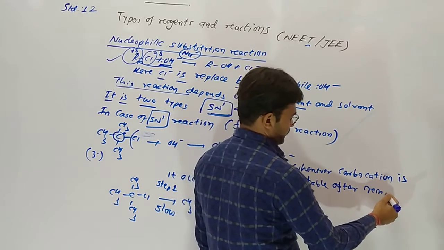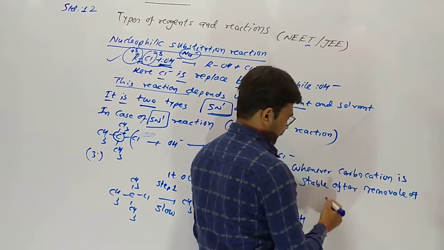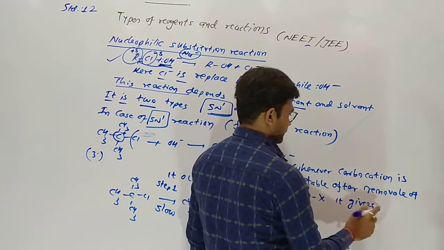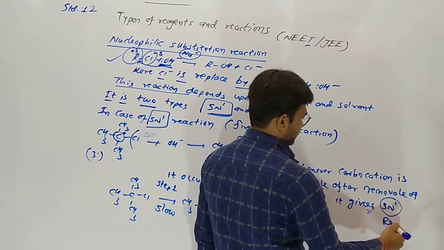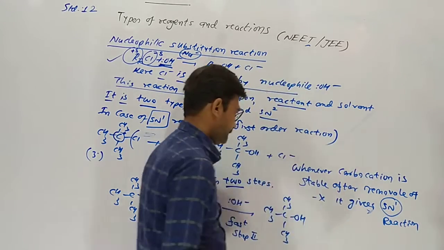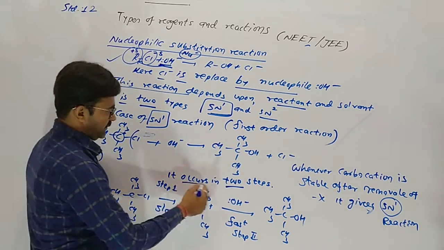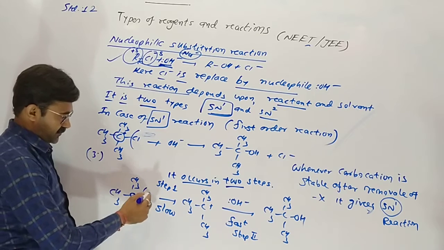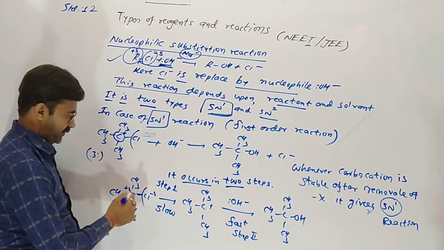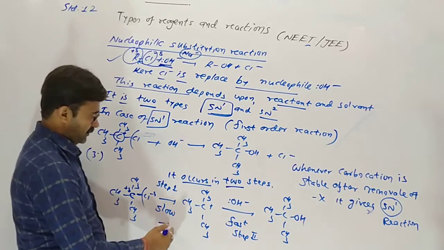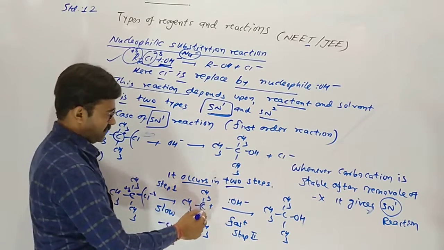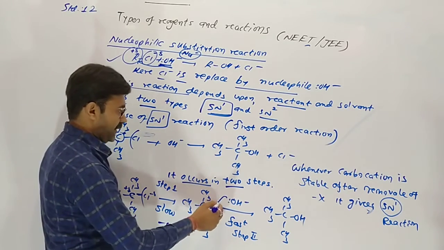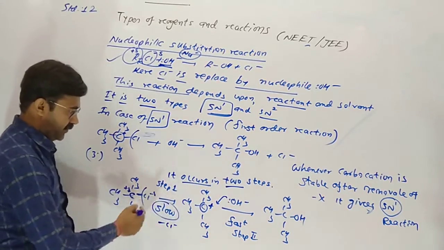after removal of halogen, it gives SN1 reaction. It occurs in two steps. In the first step, you can see the bond breaks between carbon and chlorine. After removal of chloride, it gives a tertiary carbocation, which is stable, and now the attack occurs. This step is slow.